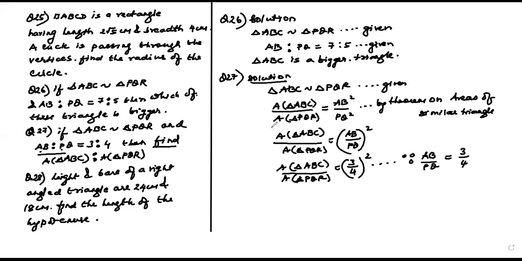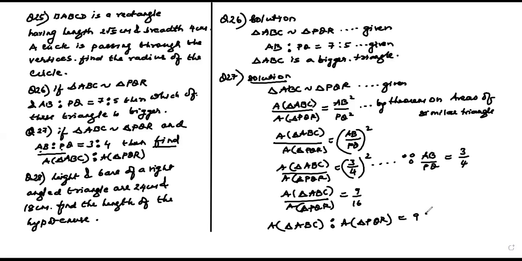Okay. So now you can see what is the answer you get. The area of triangle ABC upon area of triangle PQR is equal to 9 upon 16. You write the answer the way they ask in your question. Therefore, area of triangle ABC is to area of triangle PQR is how many, children? 9 is to 16. This is the answer. A very simple question, children. We move on to the next question, children. That is question number 28.